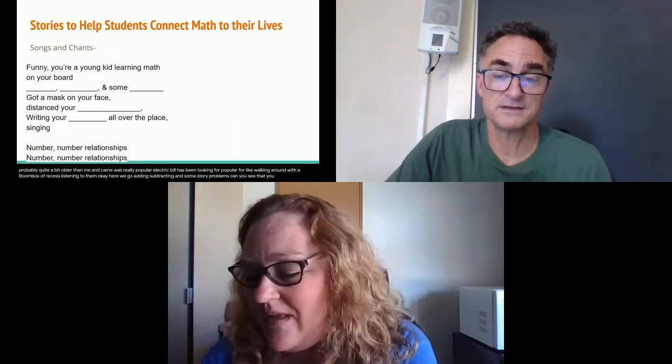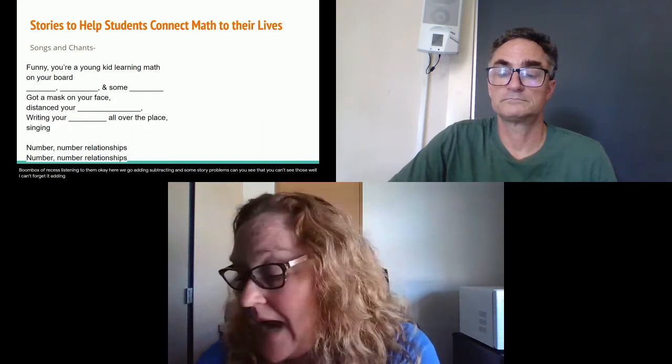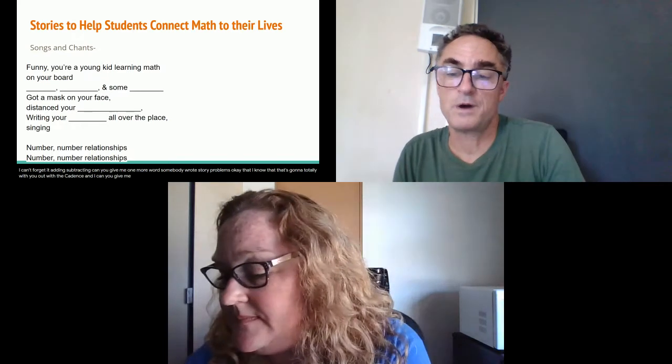Okay. There we go. Adding, subtracting, and some story problems. Can you see that? Well, you know what? It keeps bouncing me around on my screen, and I keep having to reposition it. Okay, so I'm going to put adding, subtracting. Can you give me one more word that somebody wrote? Story problems. Okay. I know that's going to totally wig you out with the cadence, David. Can you give me a different one? Yeah, well, how about products, quotients, and addends? Oh, okay. All right, I'll do that then. Products, quotients, and addends. Nice.